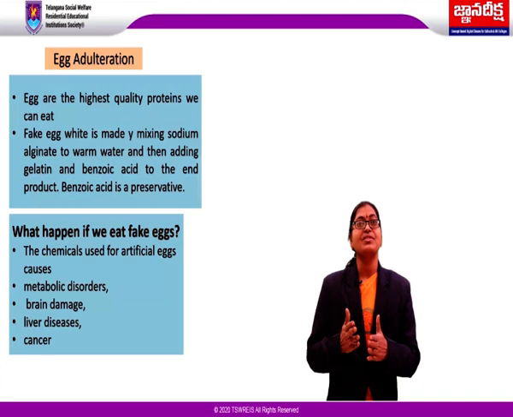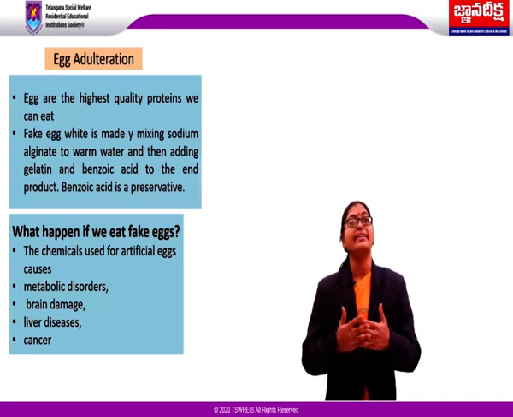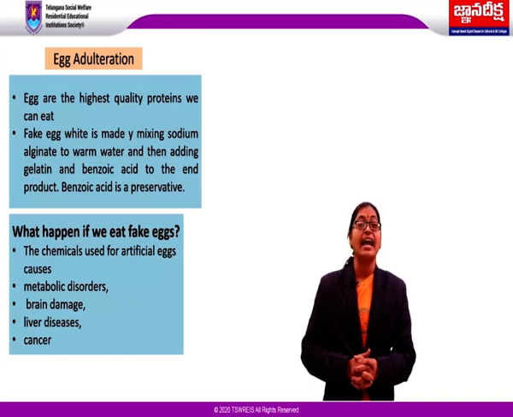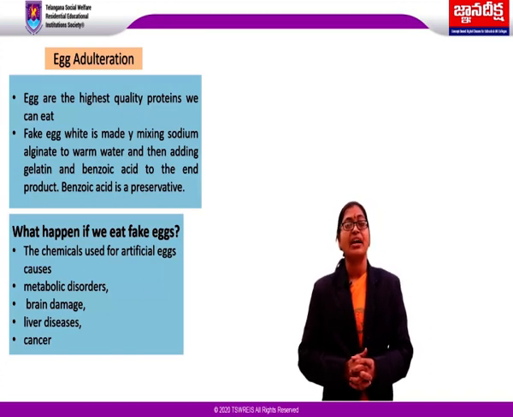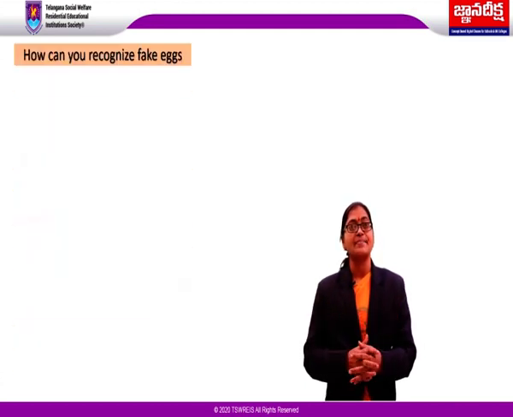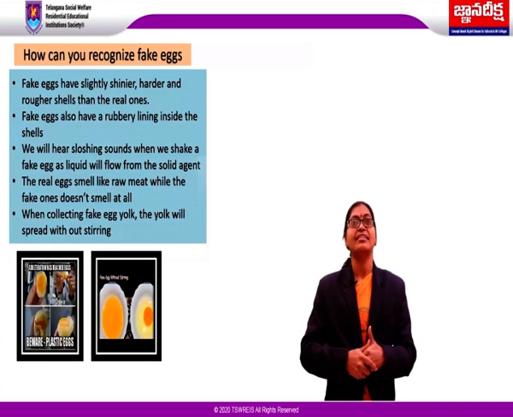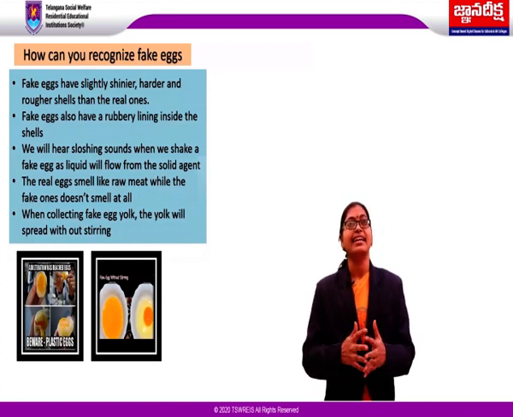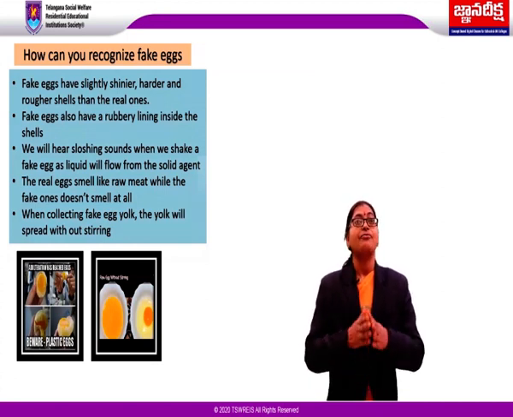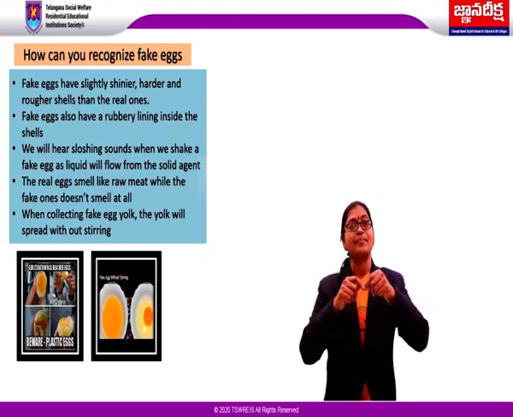The chemicals used in the artificial eggs cause metabolic disorders, brain damage, liver diseases and even finally cancer also. Now children, how can we recognize fake eggs? The fake eggs have slightly shinier, harder and rougher shells than the real ones. Fake eggs have a rubbery lining inside the shell.